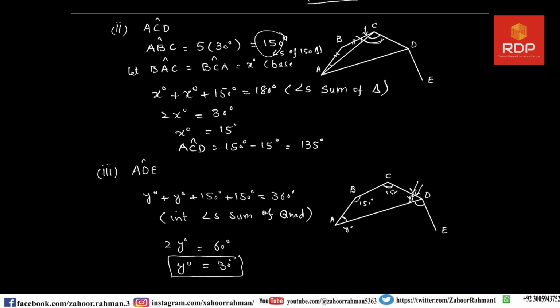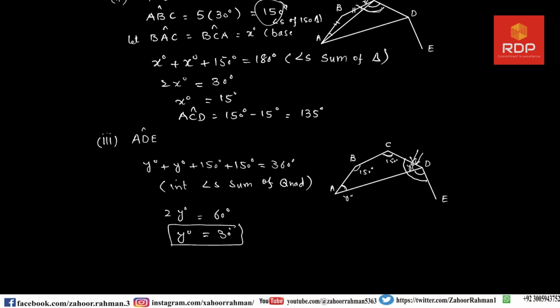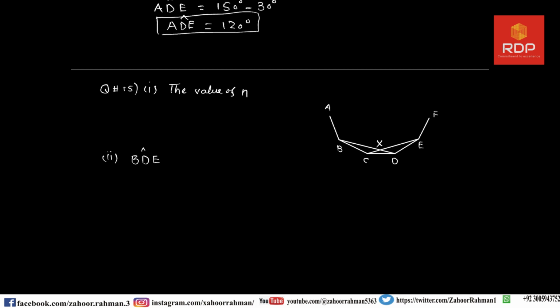Now because this whole angle is 150, we have to subtract 30 from 150. So we can write ADE is equal to 150 degree minus 30 degree, which is equal to 120 degree. So using different techniques, we found the value of these.